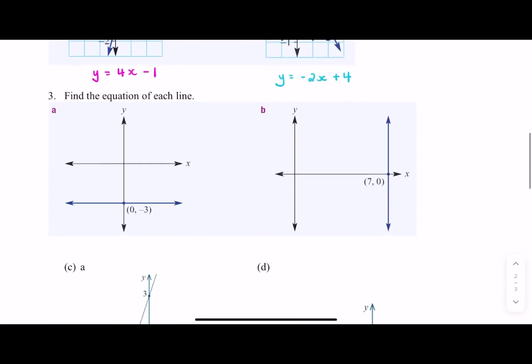Find the equation of each line. Well, when I look here, x is 0, but y is negative 3. And if I thought about the point 1, that would be the point 1, negative 3. So this is the line y equals negative 3. And this is a line that's parallel to the y-axis. So this is always in the form x equals 7, because all the values of x along here would be 7.